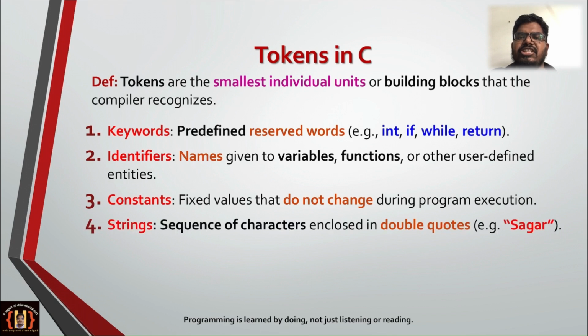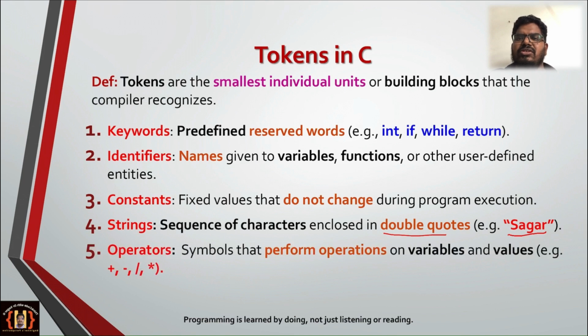Next is strings. A string is a sequence of characters. It must be enclosed in double quotes, like the one enclosed here in red color. So that is a string here. Socket is a string enclosed in double quotes. Next we have operators. Operators are symbols that perform operations on variables and values. Example operators are plus, minus, division and multiplication, which you are already aware of.